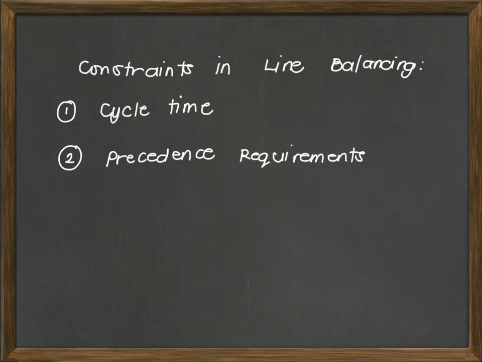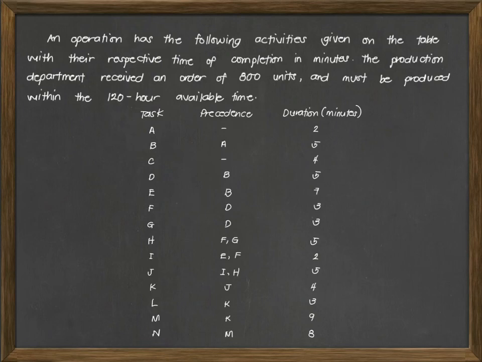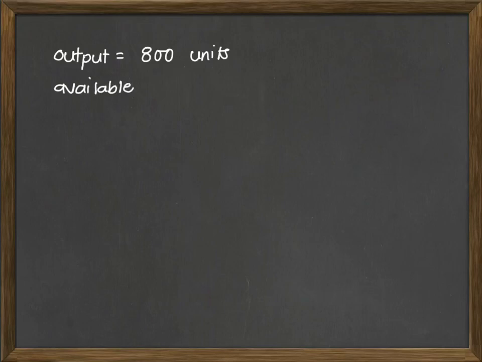Now, going back to the example, ang given dito is our required output of 800 units and that the available time is 120 hours. So, for our solution, let's write the given information. So, yung output is 800 units, while the available time is given as 120 hours.